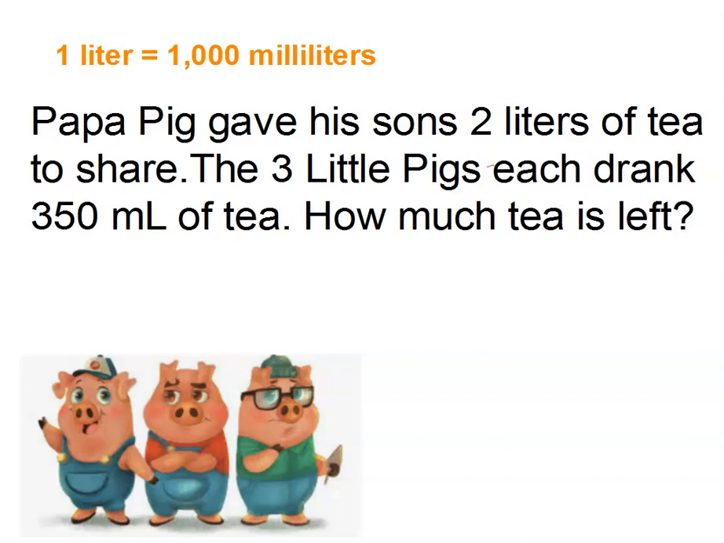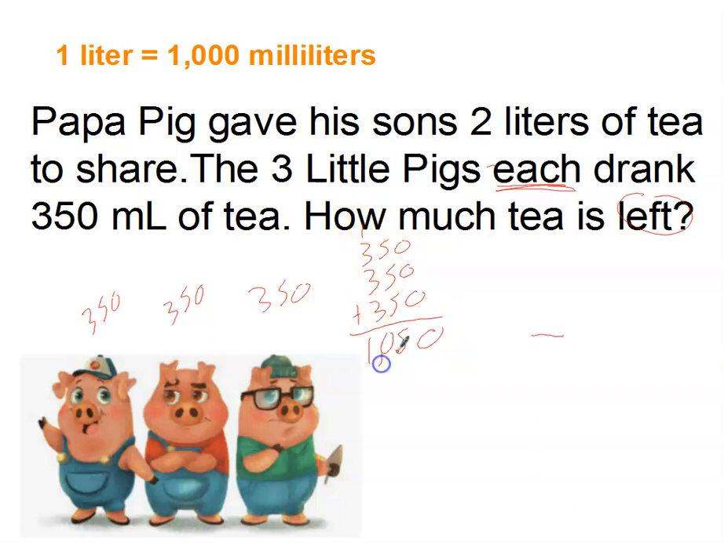Papa Pig gave his sons 2 liters of tea to share. The 3 little pigs each drank 350 milliliters of tea. How much tea is left? Well, I know left means I'm going to subtract. But before that, I see each pig drank 350 milliliters. So he's doing 350, he's doing 350, and he's doing 350. So I probably need to add all those together. There's a 0, 15, carry my 1, 3, 6, 9, 10. 1,050 milliliters.